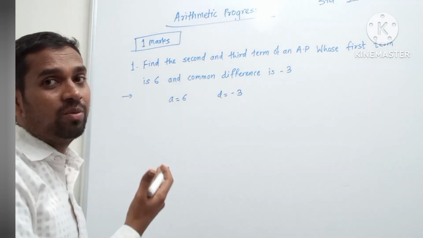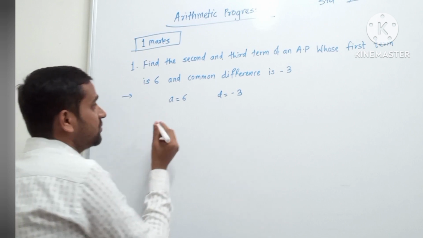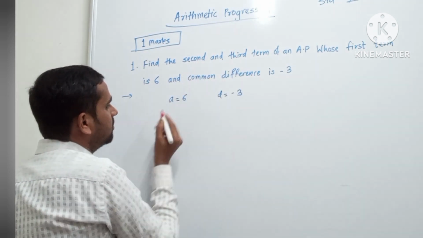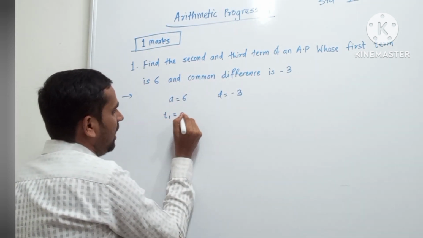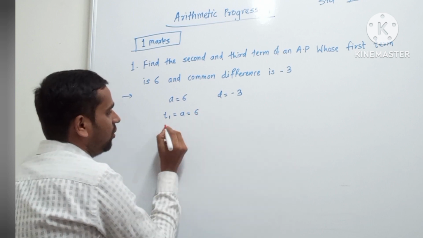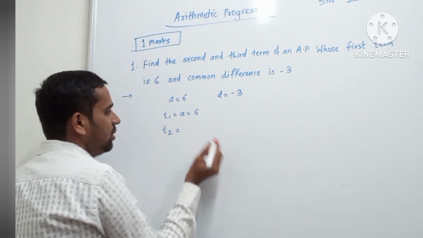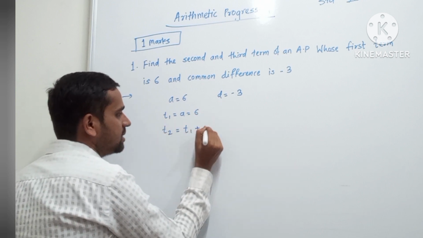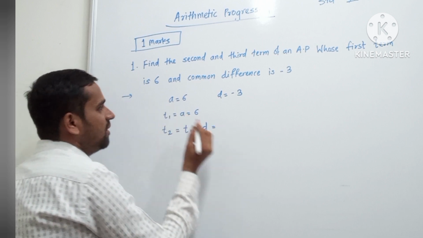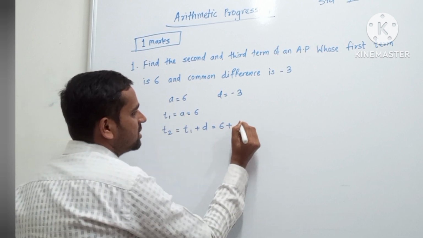Again we have to write the formula of this one. So second term and third term. T1 is A, which is equal to 6. Now we have to find the second term T2. T2 is equal to T1 plus D. So what is T1? 6. 6 plus D, minus 3.